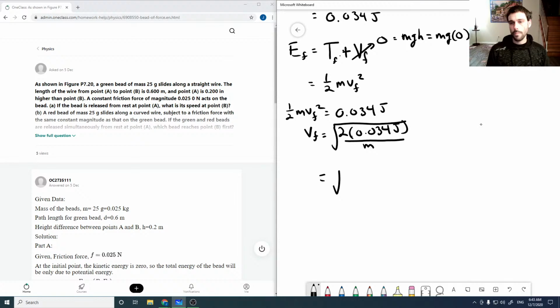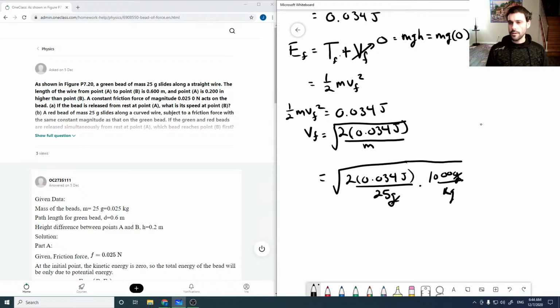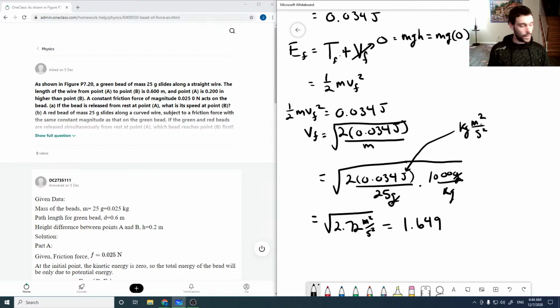Plugging in some values here now: 0.034 joules over 25 grams times 1,000 grams per kilogram, just to put it into the proper units so we can cancel out our joules. And remember that a joule is a kilogram meter squared per second squared. So this kilogram will cancel with this one, leaving us with meters squared per second squared, which after the square root will be in meters per second, which is our speed. So this is the square root of 2.72 meters squared per second squared, which gives us 1.649 meters per second.